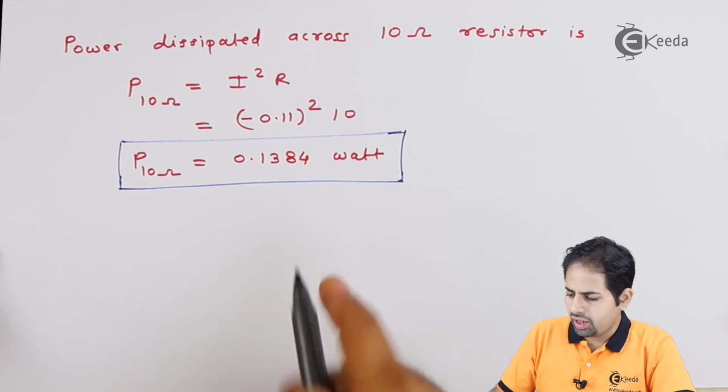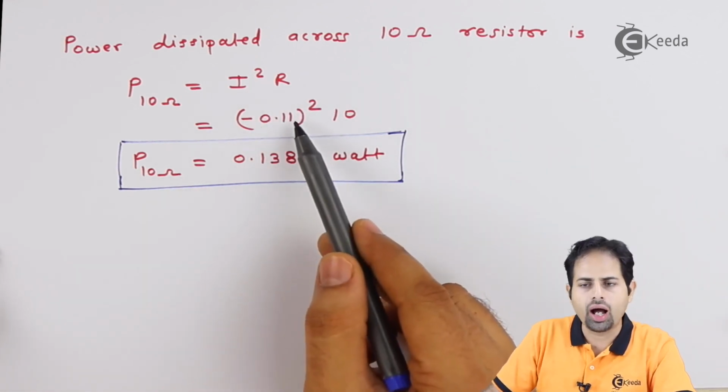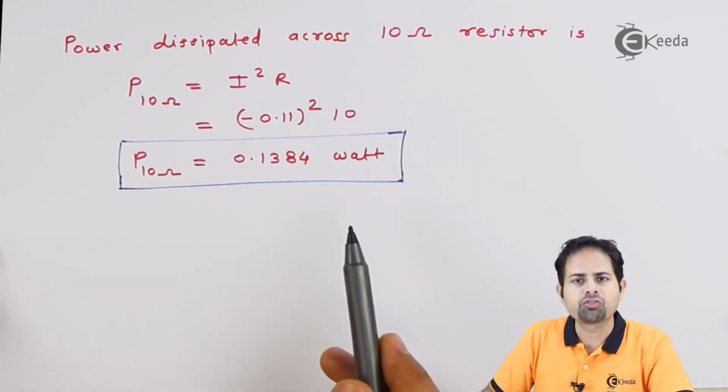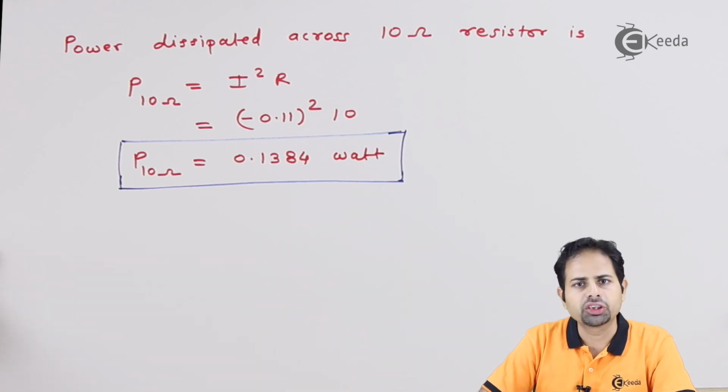So here we are done with the power calculation, which is I square into R. So whatever was value of I, we squared it, multiplied by 10, that gave us 0.138 watts, and that is the end of question.